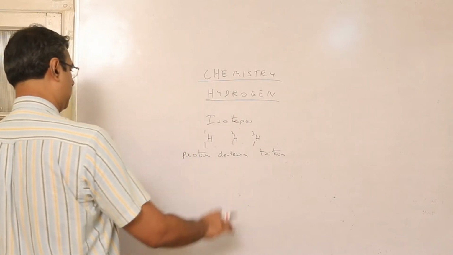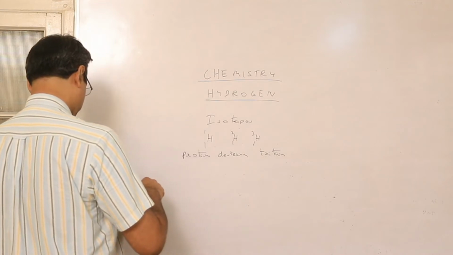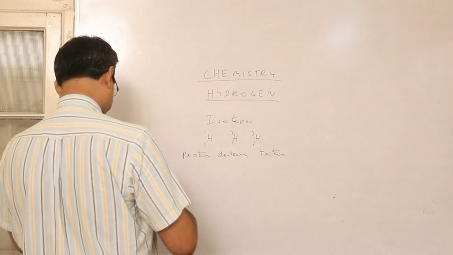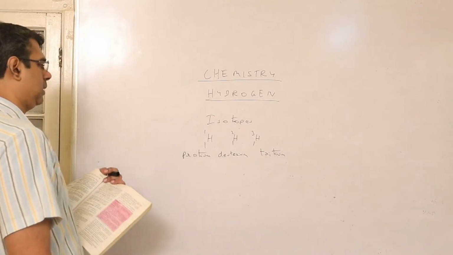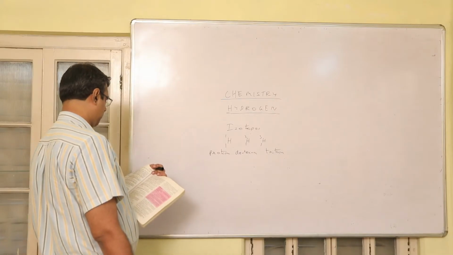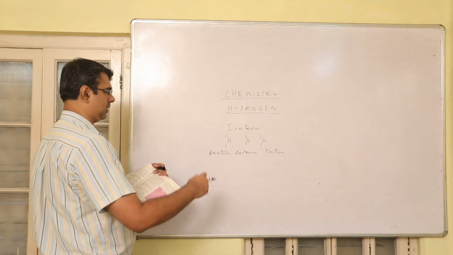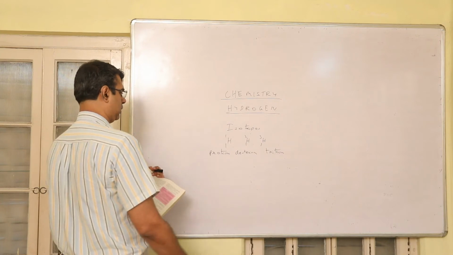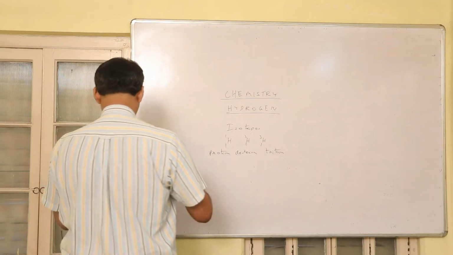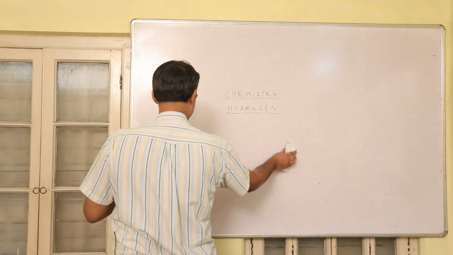Now you know that all three have the same atomic number but different mass number. So their chemical properties are almost the same, but their physical properties have considerable difference due to the difference in mass. So these are the three isotopes of hydrogen.